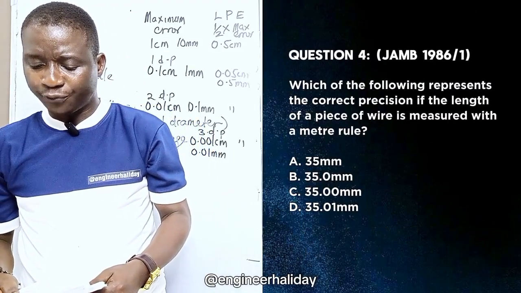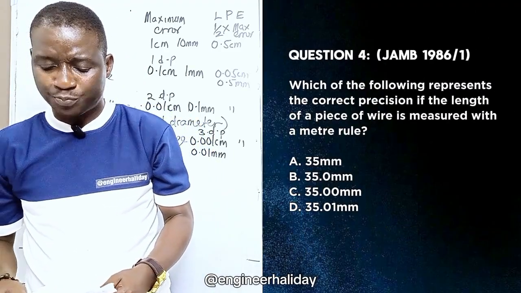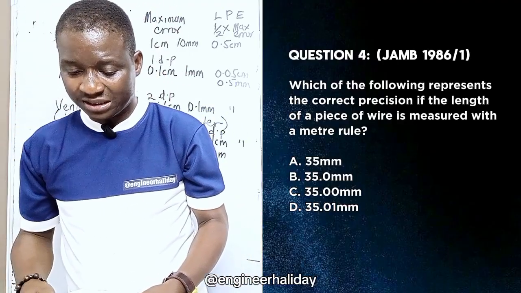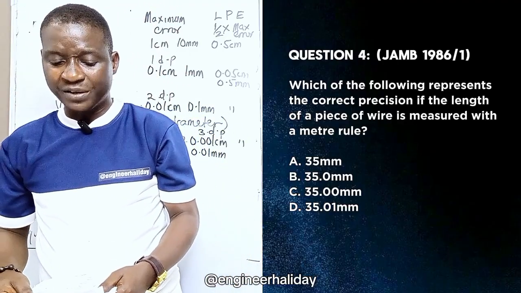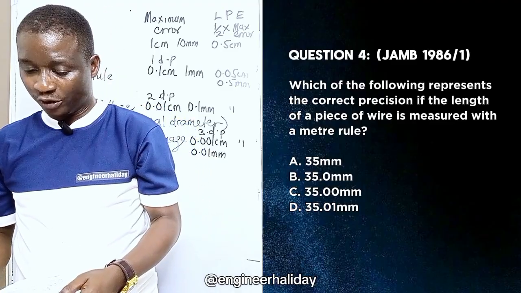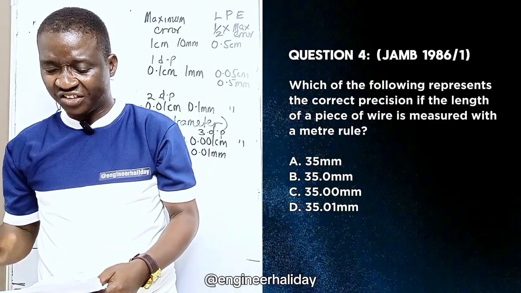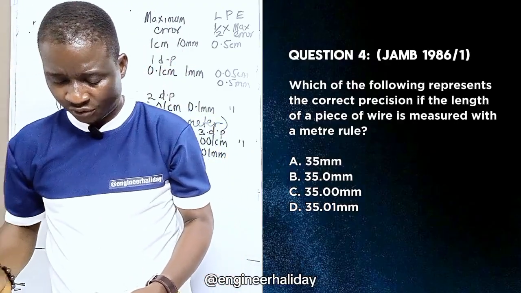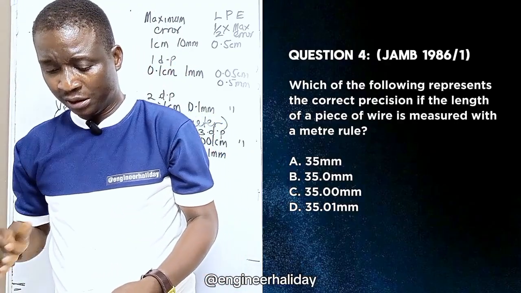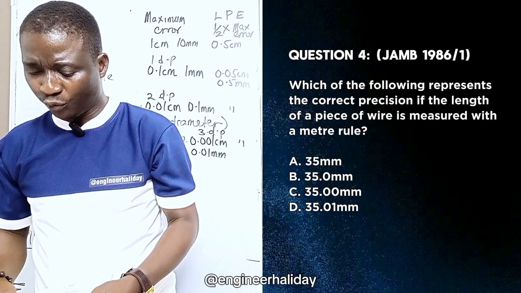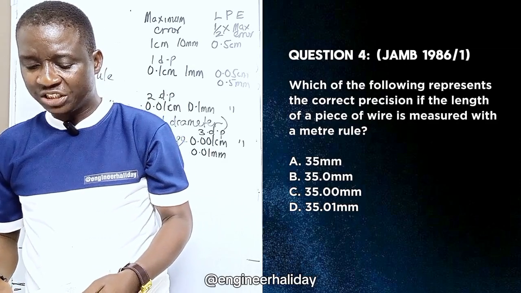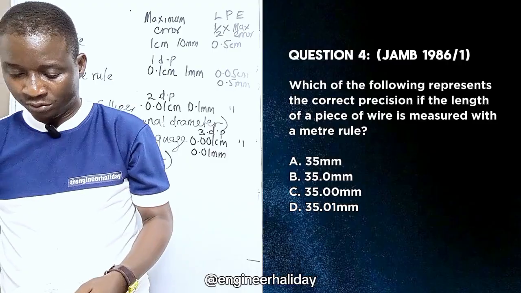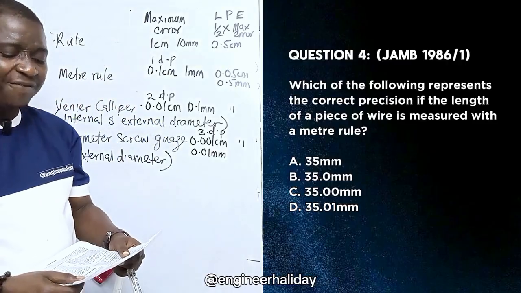Number 4, which of the following represents the correct precision? I've explained correct precision. It refers to how close repeated measurements are to one another, indicating the consistency of the measuring tools and method. Okay, so that is already settled. Let's read the question again. Which of the following represents the correct precision if the length of a piece of wire is measured with a meter rule? A says 35 millimeter.